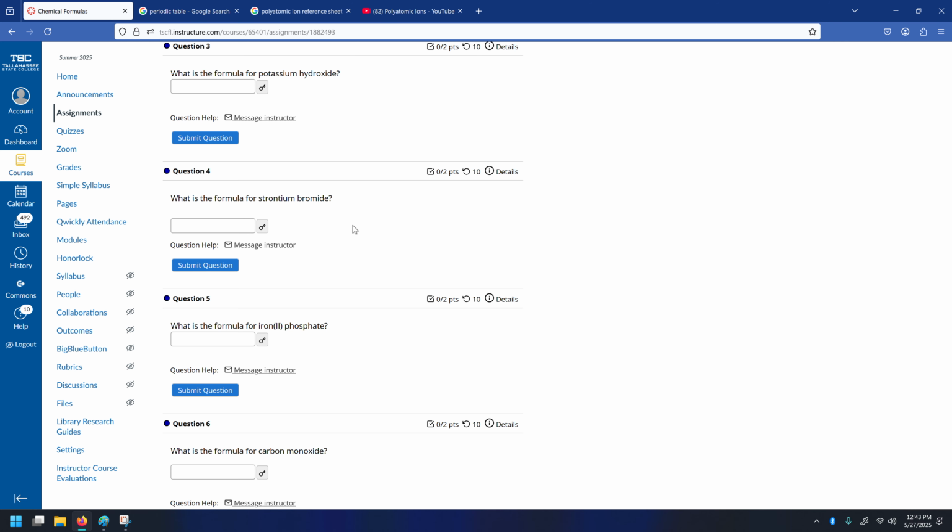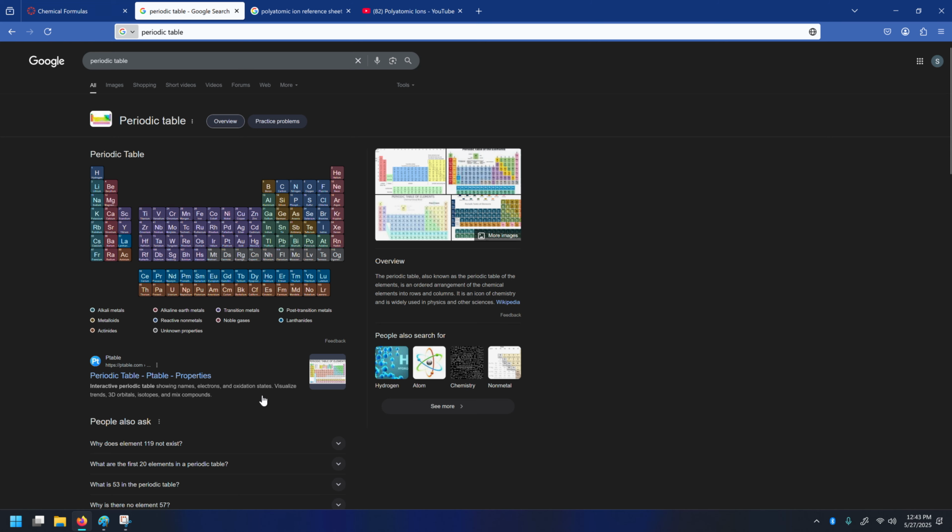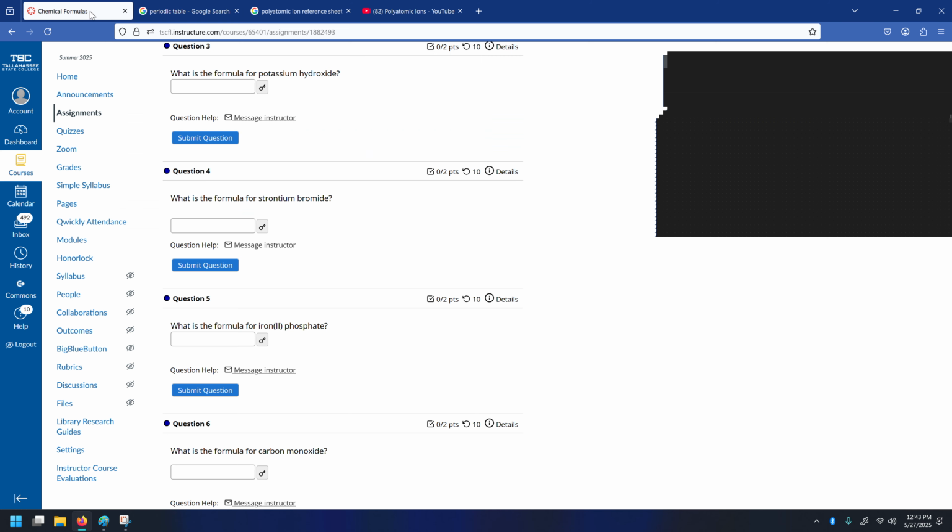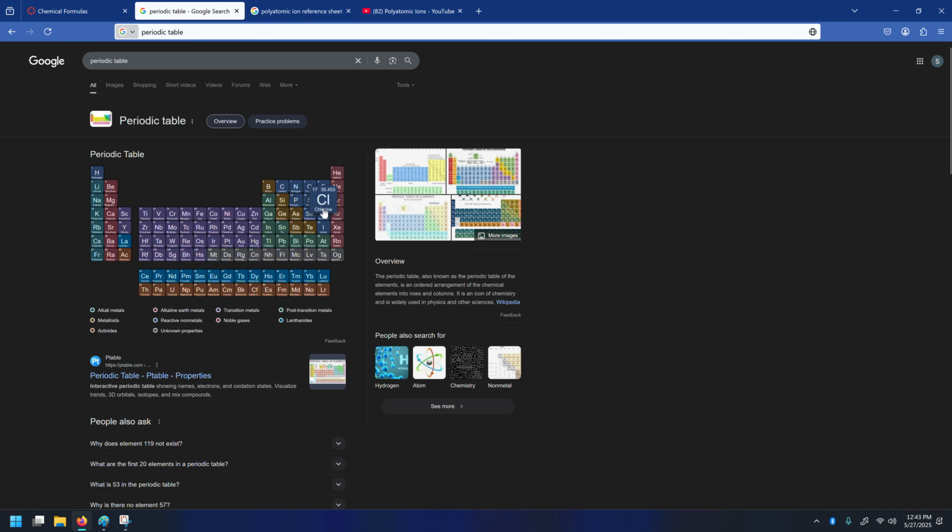ionic compound. So I'm going to take a look at my periodic table and I'm going to try and search for these two elements. I find strontium right here in the second group. That means it's going to be a +2 charge. And I'm also looking for bromide. Bromide over here is in the halogen group, and that's going to have a -1 charge.